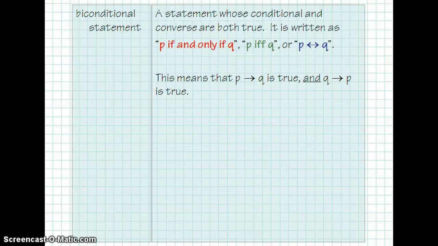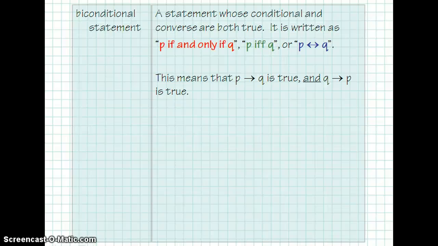Okay, shifting gears a little bit here. Looking at biconditional statements. Now, a biconditional statement is a statement whose conditional and converse are both true. If you remember, the converse was where we took the P and the Q and flipped them, so the converse was if Q then P. And the way we write this is we say P if and only if Q. So we put this if and only if in the middle, we get rid of the if and the then, and we have this new kind of construction here.